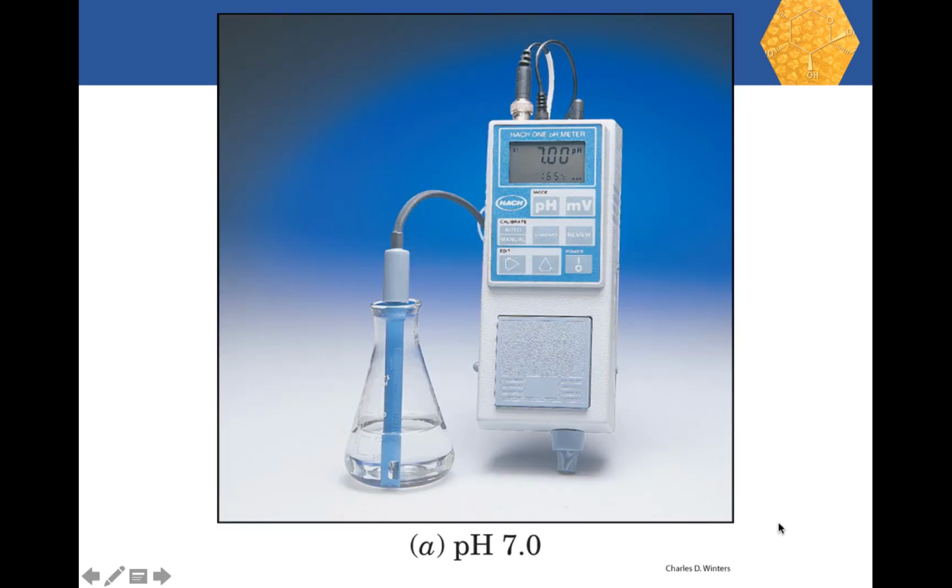How do we measure the pH of a solution? We have here a pH meter. A pH meter is an instrument that you just insert into a liquid of unknown pH and do the reading. It will tell you the pH of that solution. For example, the pH of this solution here is 7, because that's what's shown on the pH meter.